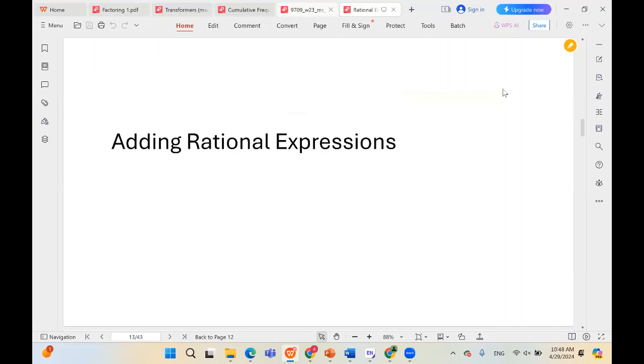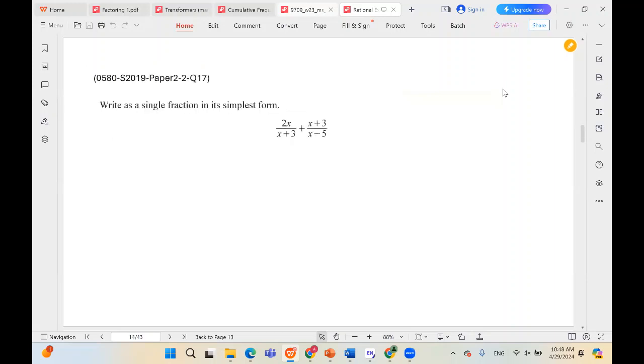Next, we move on to adding rational expressions. Write a single fraction in its simplest form. So to add fractions, you have to have a common denominator.